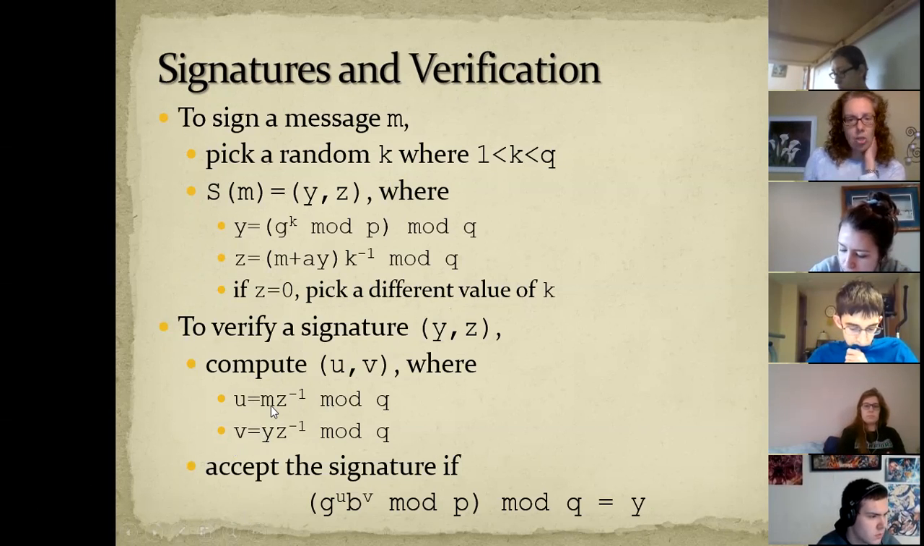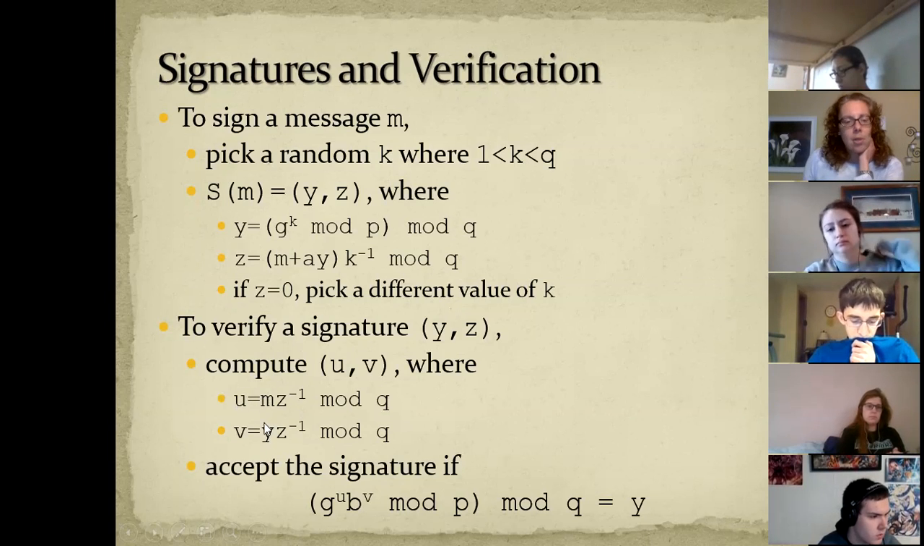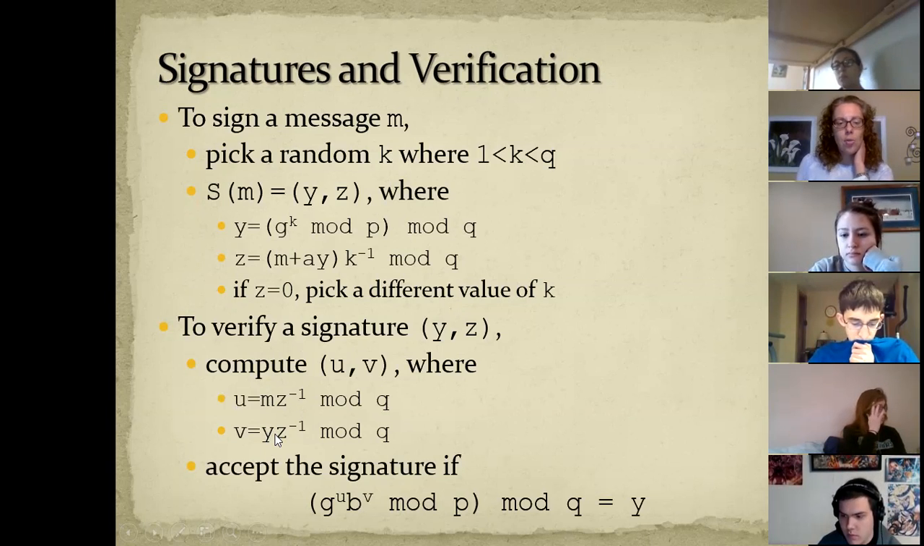So making sure that Bob has all the information that he needs. M is the message that got sent along, no problem. Z is part of the signature, so Bob can compute Z inverse. Q is a global value, so Bob can compute U, all good there. Y came along with the signature. Z came along with the signature. Q is a global value, so Bob can compute V. We're good to go there.